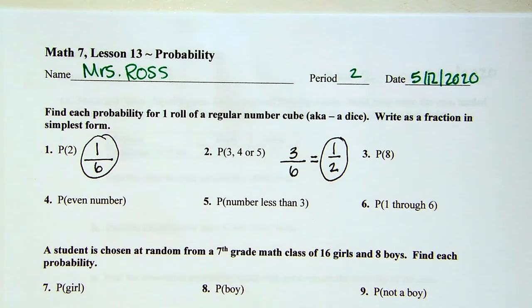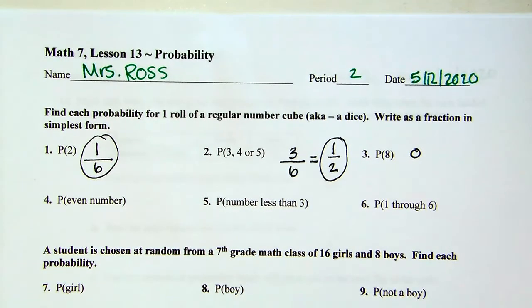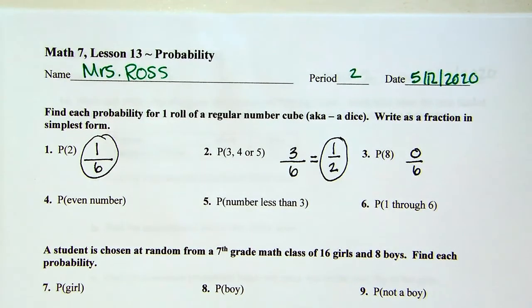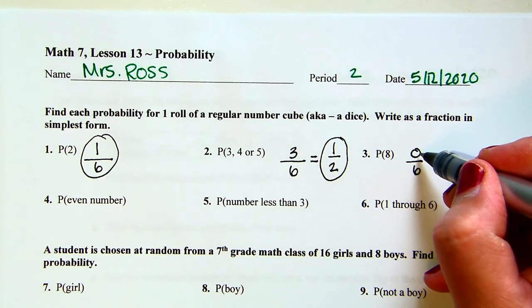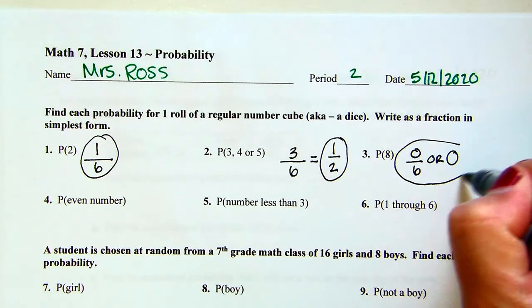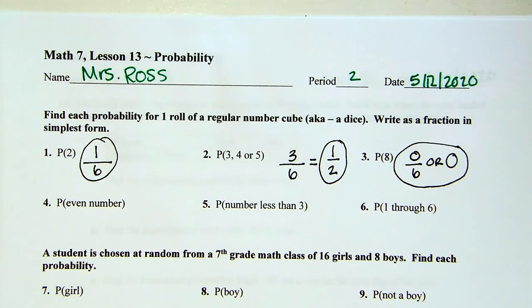Number 3, what is the probability of an 8? Is 8 even on a number cube or a dice? It's not. So because there's no favorable outcome of an 8 out of possible outcomes, I will accept one of 2 answers. I can have 0 out of 6, or I will simply accept 0. Either one of those would be acceptable. All right. If you have any additional questions, please let me know for numbers 4, 5, and 6.